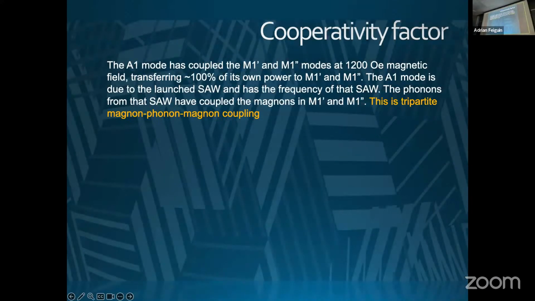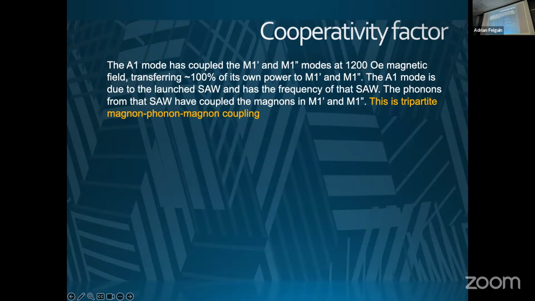Right? So the A1 mode has coupled M1 prime and M1 double prime modes at 1200 oersted, transferring 100% of its power to these two spin waves. The A1 mode is due to the launched SAW and has the frequency of that SAW. The phonons from that SAW have coupled the magnons in M1 prime and M1 double prime. We call this tripartite magnon-phonon-magnon coupling.